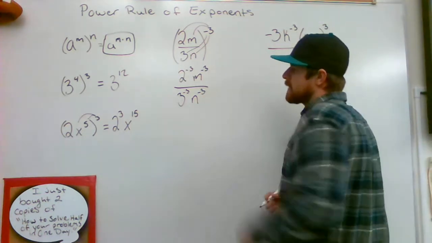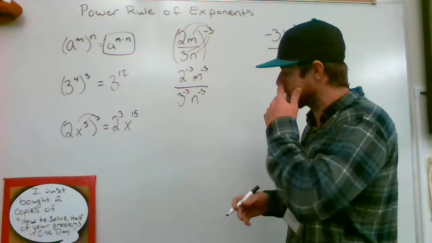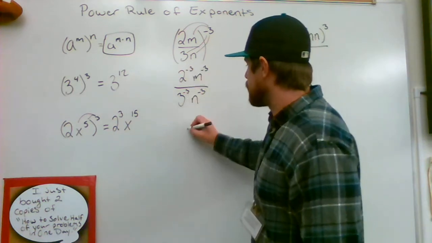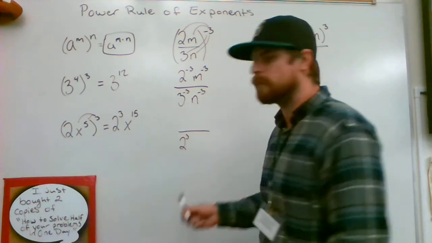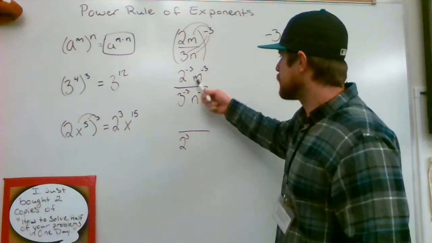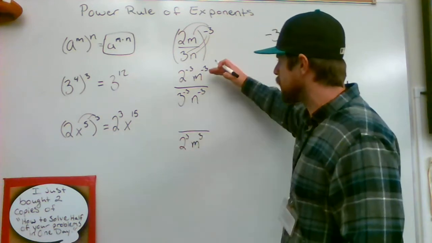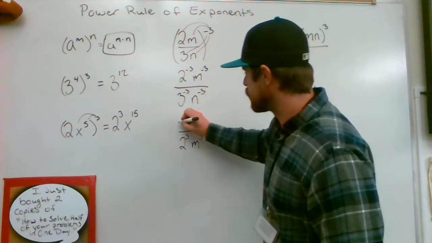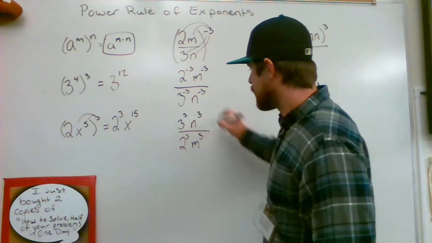So the last and final step, well, I should not have said that. It is not quite the last and final step, but second to last. 2 to the negative third becomes 2 to the positive third, but it moves to the bottom. M to the negative third becomes m to the positive third, but again moves to the bottom. This is now on the bottom of the fraction. This is moving to the top of the fraction. And I am almost done.